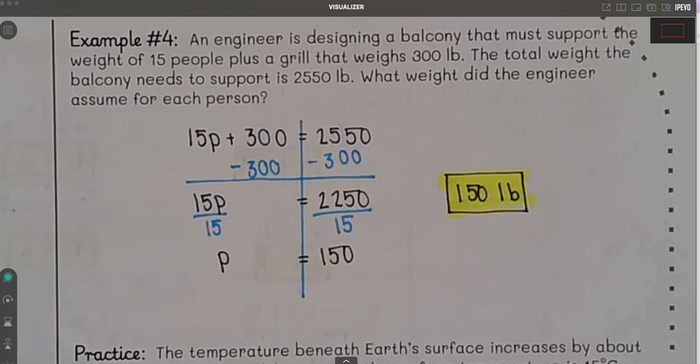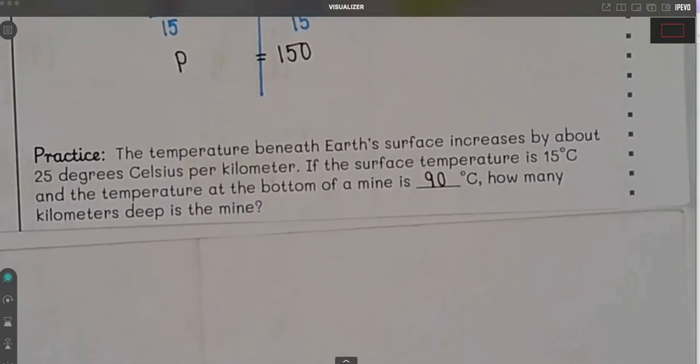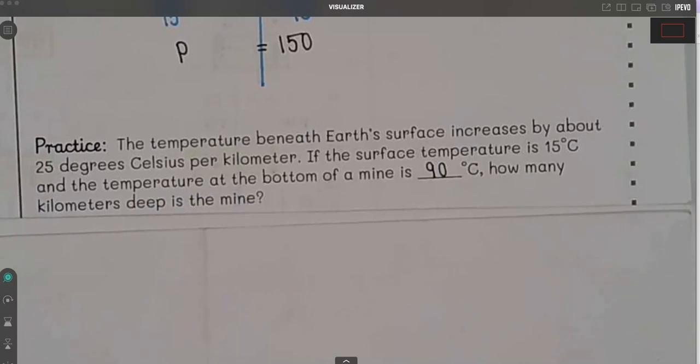All right. Please try this one. The temperature beneath the Earth's surface increases by about 25 degrees Celsius per kilometer. If the surface temperature is 15 degrees Celsius and the temperature at the bottom of a mine is 90 degrees Celsius, how many kilometers deep is the mine? All right, when you think you have it, please hold up your board. I'll give you guys 90 seconds.